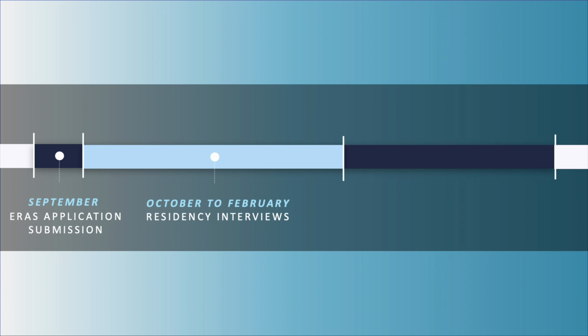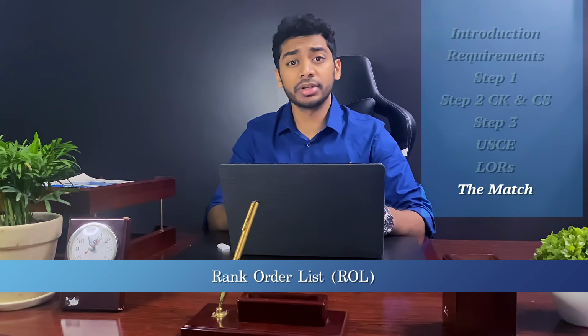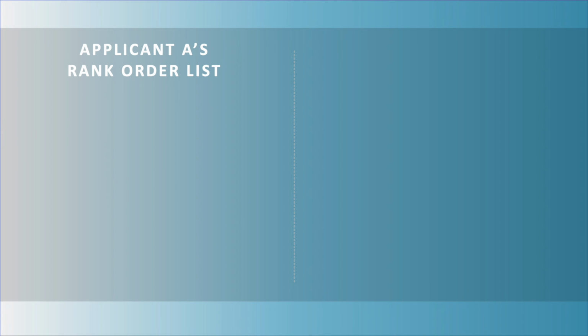After you submit your applications, different programs will receive these applications, they'll review them, and if they like you, they're going to extend an invitation to you. Now this is an invitation for you to go and interview at their program. These interviews are conducted from October all the way to the start of Feb. And by the end of Feb, you submit something called a rank order list. Your rank order list is basically a ranking that you've assigned to all the hospitals that you've interviewed at in the order of your preference.